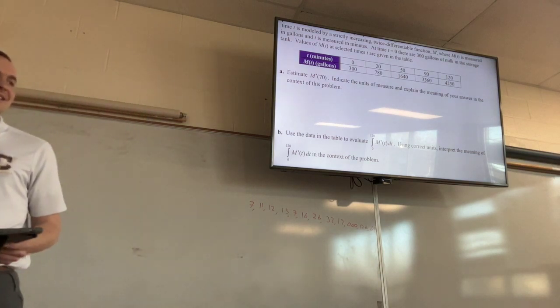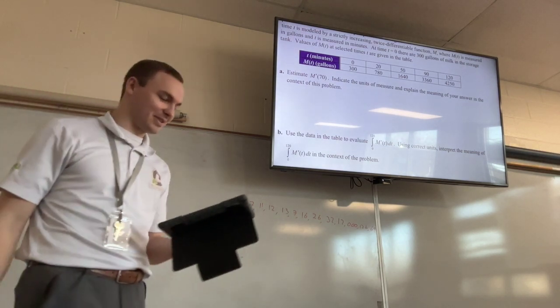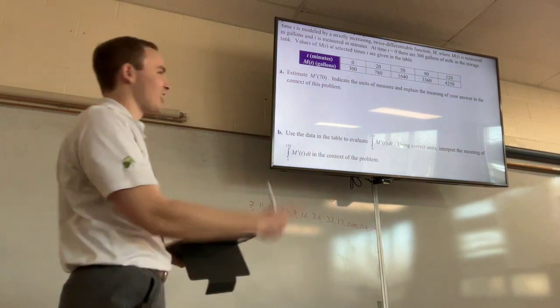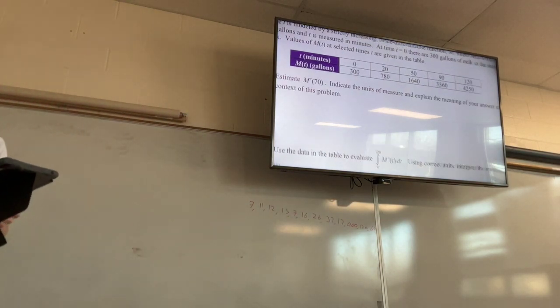You don't want to do left or right. You just go in between. A lot easier than that. It's a slope formula. It's a slope formula, okay?